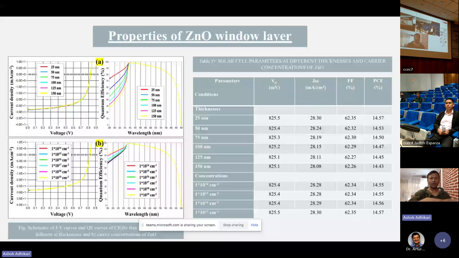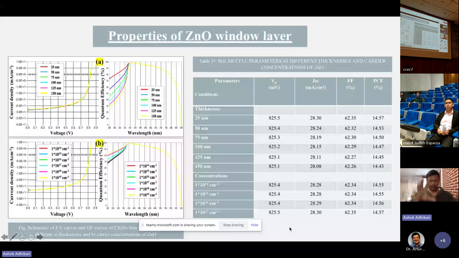So although this thickness should also be lower to decrease the series distance as well as to enhance the absorption of photons. And carrier concentration should also be higher so that it can extend the space charge region and improve the device performance.